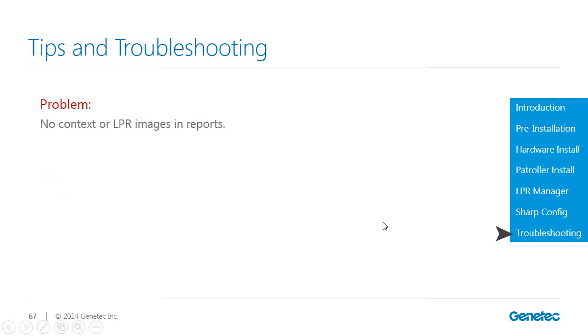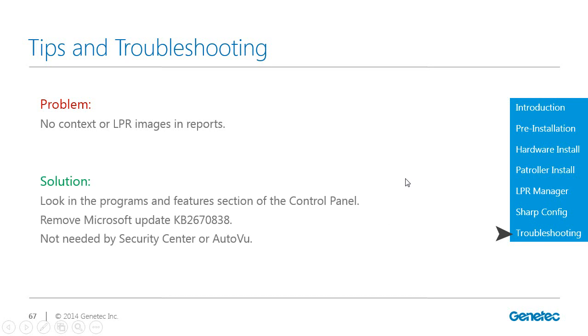Now, if you're checking your reports and you don't see any context or LPR images, you might have a problem with an unnecessary Windows update that's causing a display issue. To resolve that, just go into your Programs and Features and take a look at the updated components, and look for an update called KB2670838. Really, this isn't used by anything else in the AutoVu system or in Security Center. So just go ahead and uninstall it, and you're not going to see any negative effects by removing it.